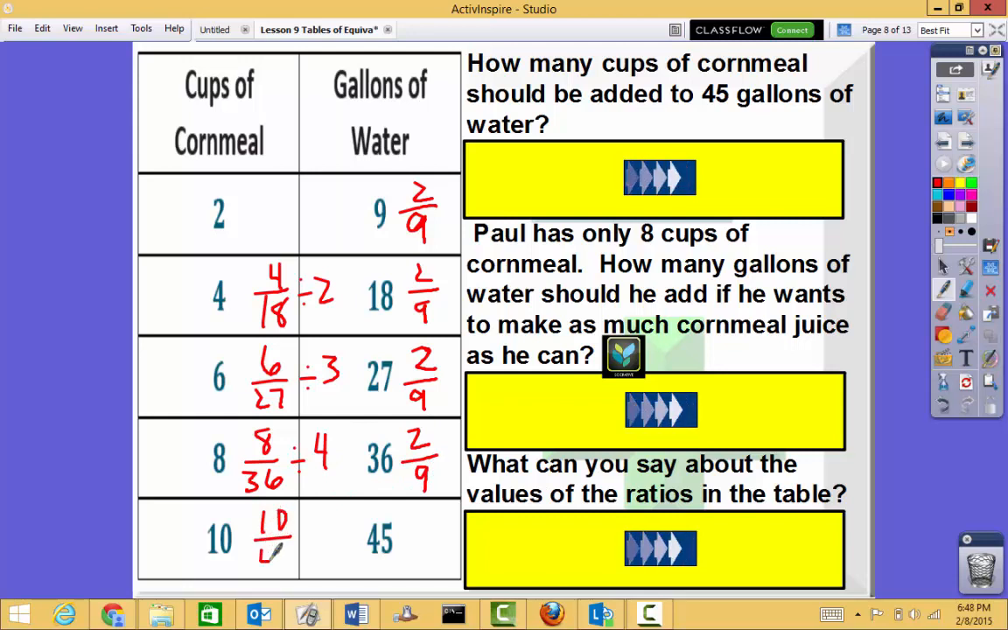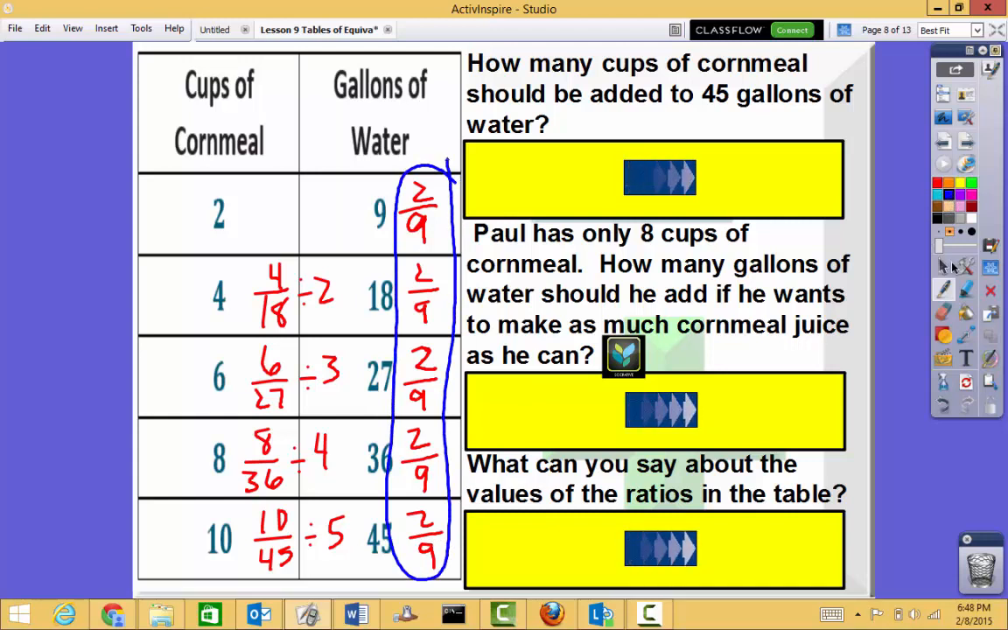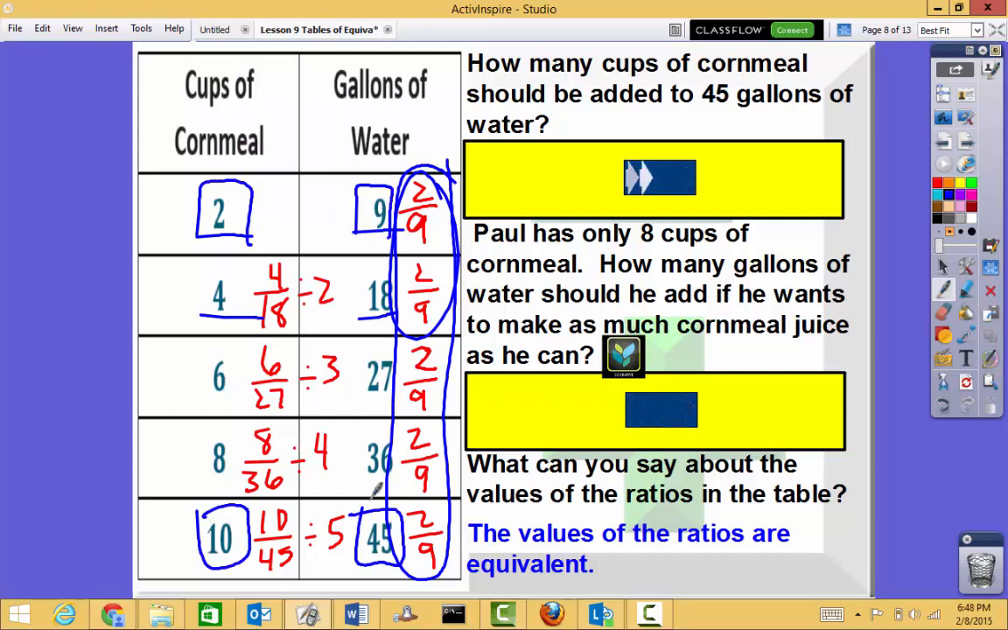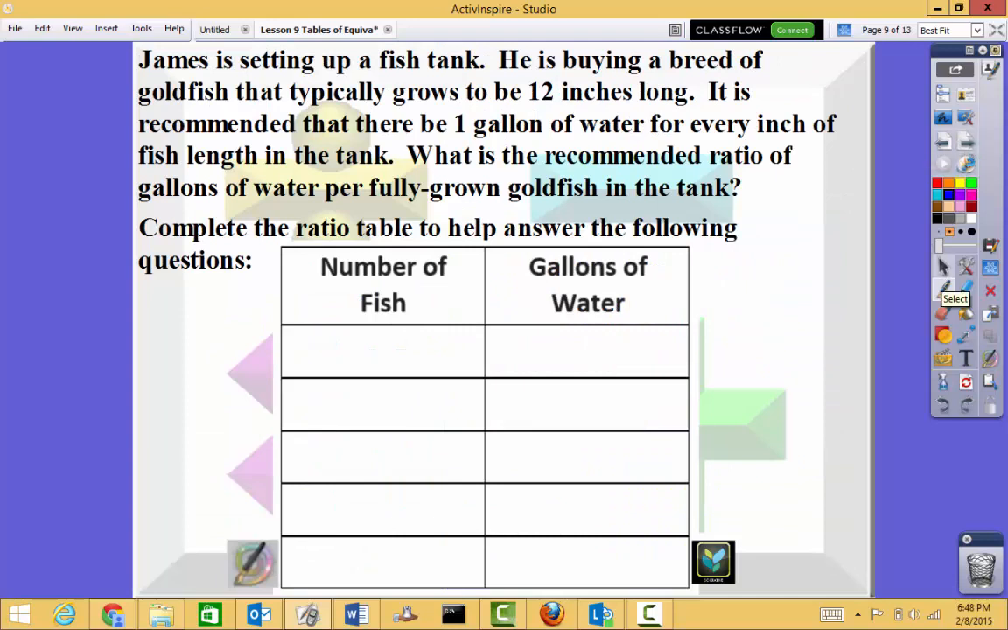And 10/45, what number do you think I'd divide by? 5 to simplify, and I get 2/9. So look, once again, what do you notice about all of these values? All those values are the same. If ratios have equivalent values, then that means that the ratios themselves are equivalent. So 2/9 is equivalent to 4/18 because they have that same value. 2/9 is equivalent to 10/45 because they have that same value as well. If our ratios have the same value, then the ratios are equivalent.